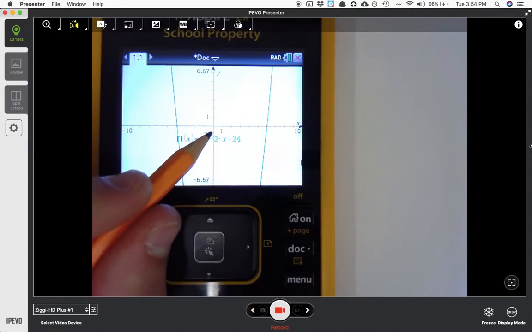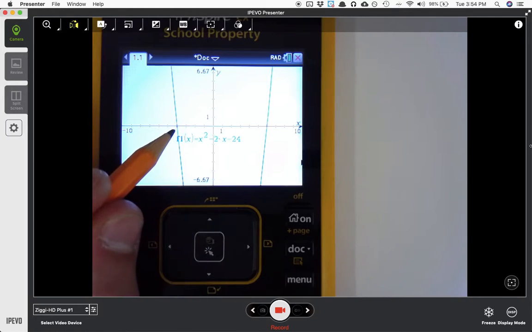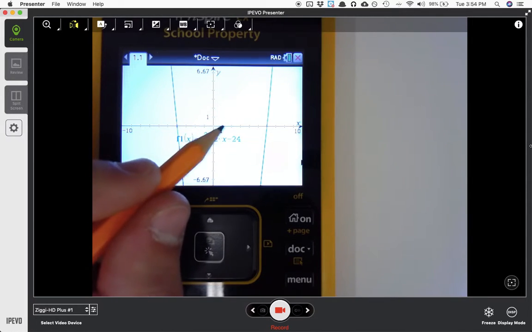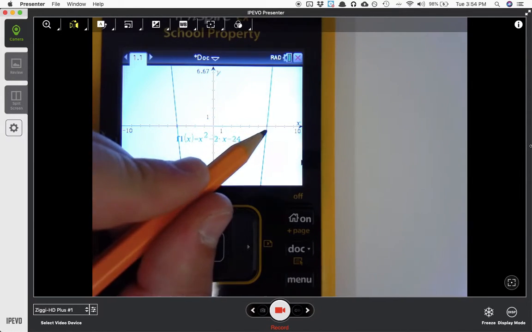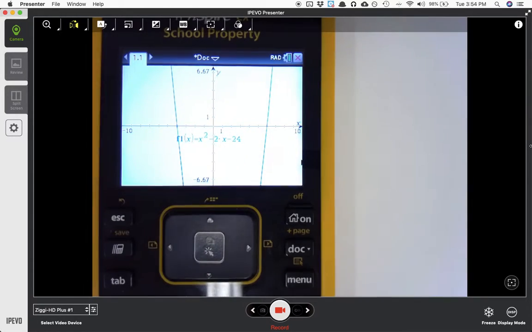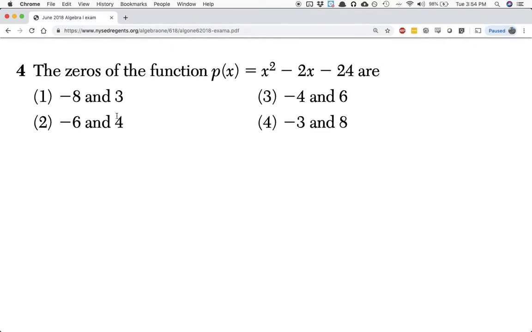I can just count, right? 1, 2, 3, 4. Negative 4 is one of my zeros. 1, 2, 3, 4, 5, and 6. Negative 4 and 6 are my zeros. Come over here. I see, well, it's not negative 8, 3. It's not negative 3, 8. That's not it. I have a negative 4 and a 6, and a negative 6 and a 4.